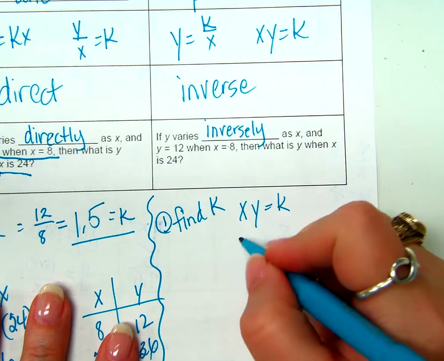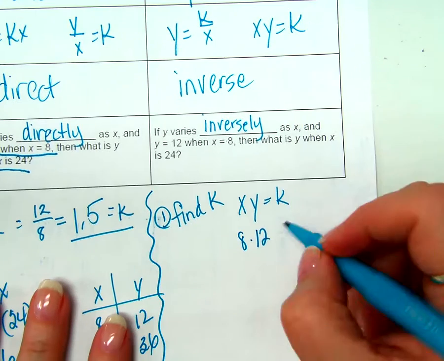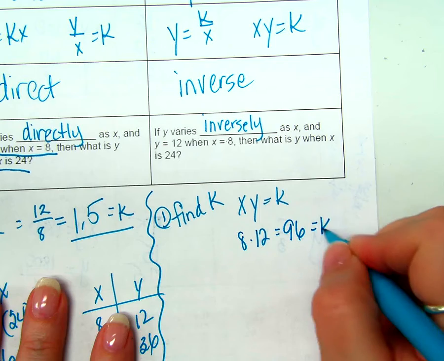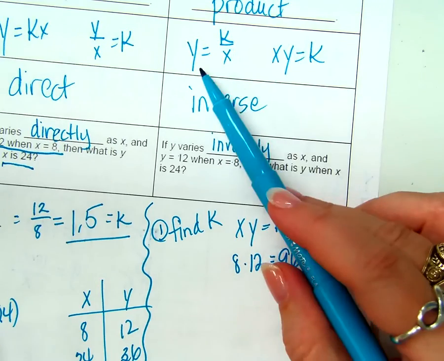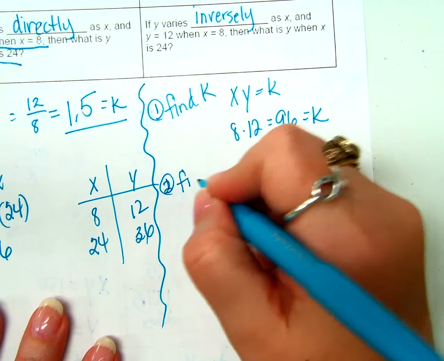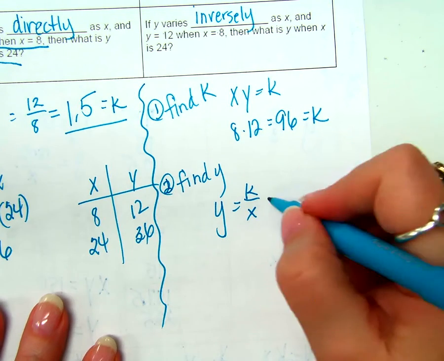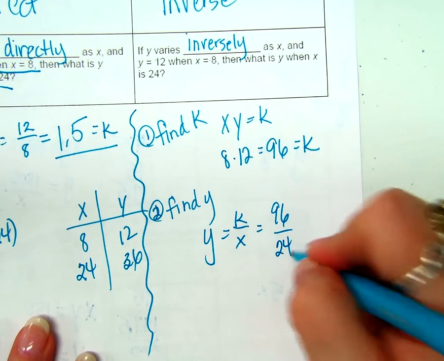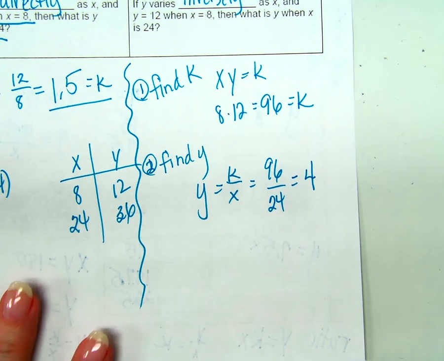X is 8. Y is 12. This time they have a common product, right? So we multiply them. What's 8 times 12? 96. So 96 equals k in this particular problem, right? So now let's use the other equation to find y. Y equals k over x. Find y. Well, k is 96. X is what? 24. What is 96 divided by 24? Of course it's 4.